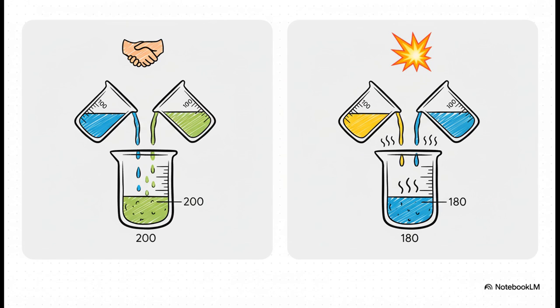But then, look at the real mix. You take 100 milliliters of sulfuric acid and 100 milliliters of water, and you somehow end up with only about 180 milliliters of liquid, and it gets hot. How does that even happen? Where did that volume go?